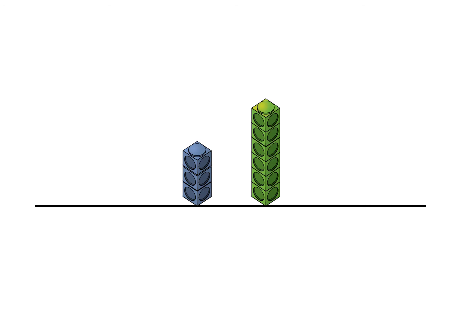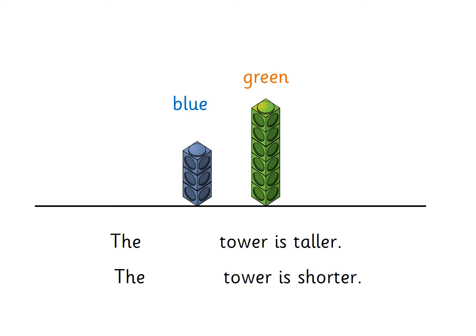So let's have a look. We have got some blue cubes and we have got some green cubes. How many blue cubes do we have? 3, well done. How many green cubes do we have? 1, 2, 3, 4, 5, 6. So we've got 3 blue cubes and 6 green cubes.